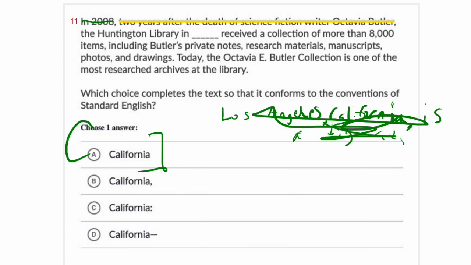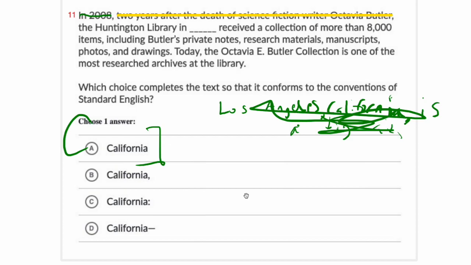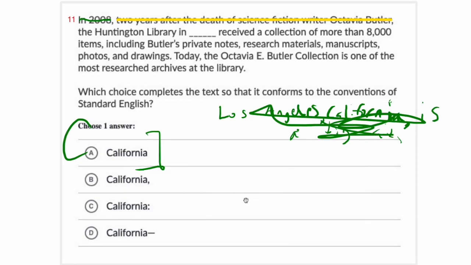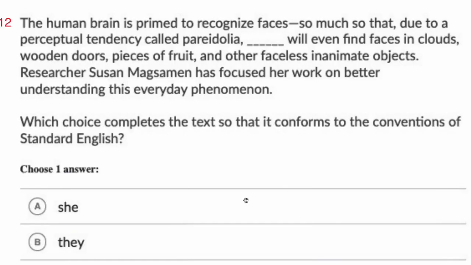So the Huntington Library received a collection. The Huntington Library in California received a collection. And that's all we need. So sometimes you can save time on these questions because you don't necessarily need to read the whole passage. And that's really only true of the standard English conventions questions and then the rhetorical synthesis questions at the end, where you don't need to read the bullet points most of the time.